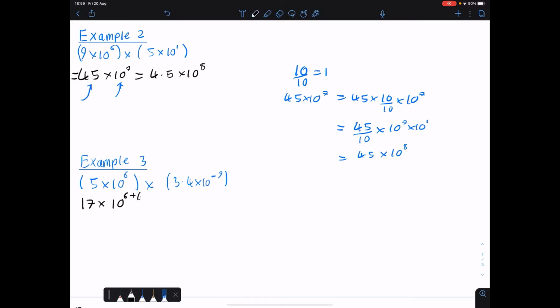I'll just write that in a bracket there, which is just equal to 17 times 10 to the power of negative 3. 6 plus negative 9 is just equal to negative 3. Again, this number is not in standard form, as 17 is not a number between 1 and 10. So using a similar method as above, we need to make 17 10 times smaller, which means we need to make 10 to the power of negative 3 10 times bigger. And this gives us an answer of 1.7 times 10 to the negative 2.